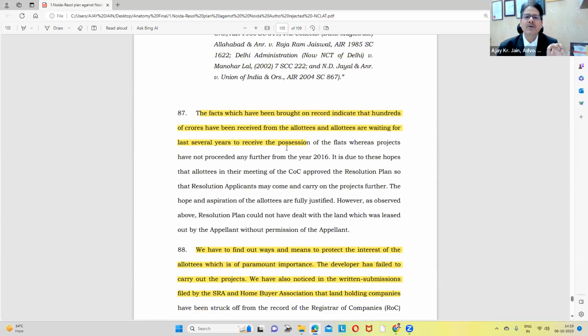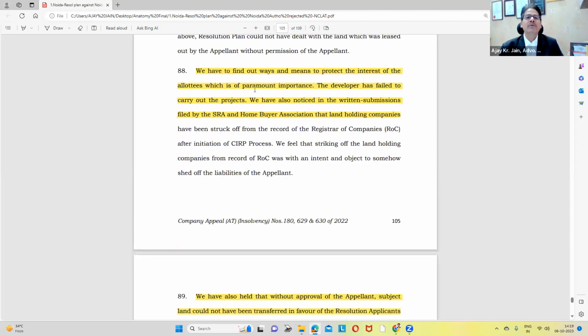The facts which have been brought on record indicate that hundreds of crores have been received from the allottees, and allottees are waiting for the last several years to receive the possession of the flats. Now we have to find out the ways and means to protect the interest of the allottees, which is of paramount importance. See, here NCLAT has taken the holistic view and goes beyond the law, otherwise the resolution plan itself is void ab initio. But it has taken the holistic view in order to protect the interest of the home buyers.